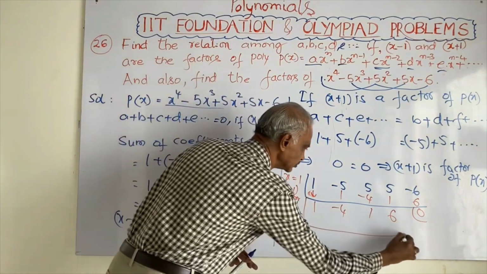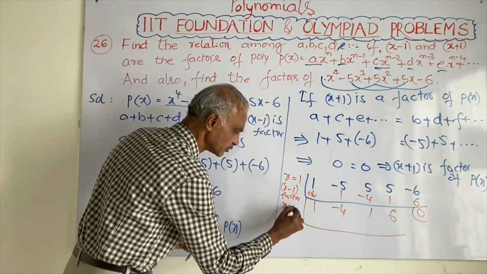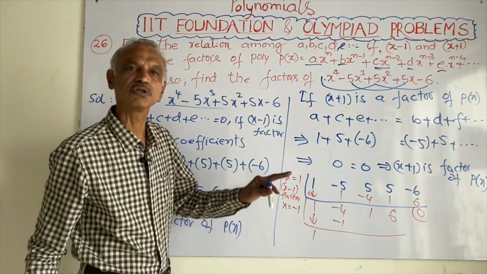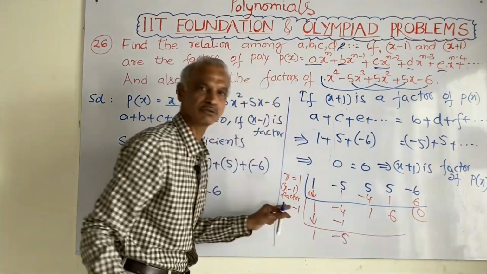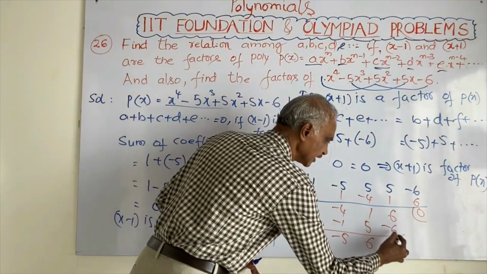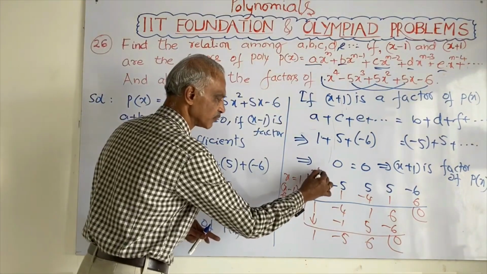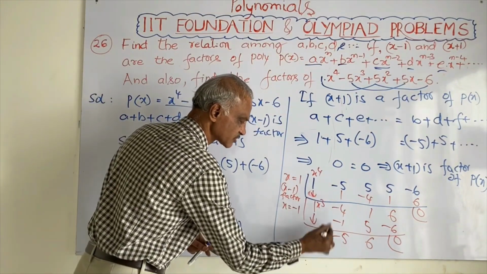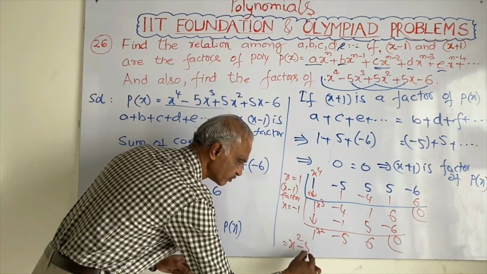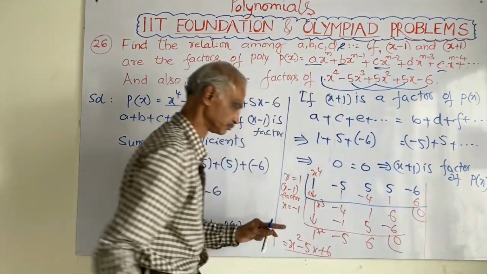Then we will take x plus 1 as the factor, so x is equal to minus 1. 1 into minus 1 is minus 1; minus 4 minus 1 is minus 5. Minus 5 into minus 1 is 5; 5 plus 1 is 6. 6 into minus 1 is minus 6. Yes, you get 0 as the remainder. Now this is x to the power 4, x cube, x square, and this can be written as x square minus 5x plus 6. We have to find the other two factors.